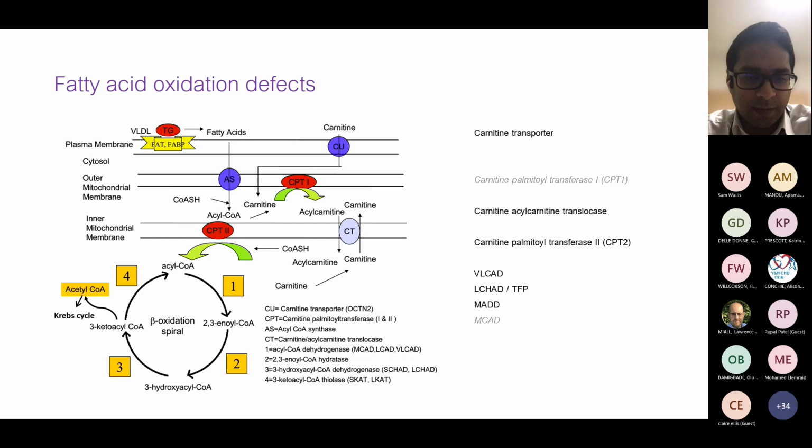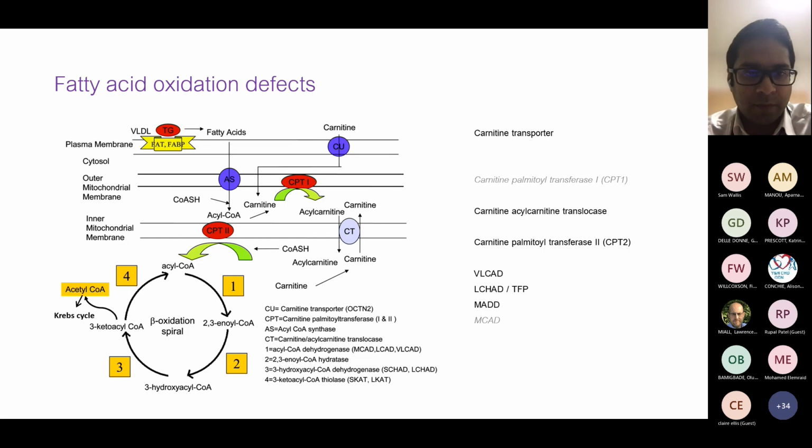And then you have the spiral of beta oxidation of long chain fats, and it's really the very long chain and the long chain defects that we see associated with cardiomyopathy, and not really MCAD deficiency, which can cause arrhythmias, but not so much cardiomyopathy, and is screened for in newborn screening now.